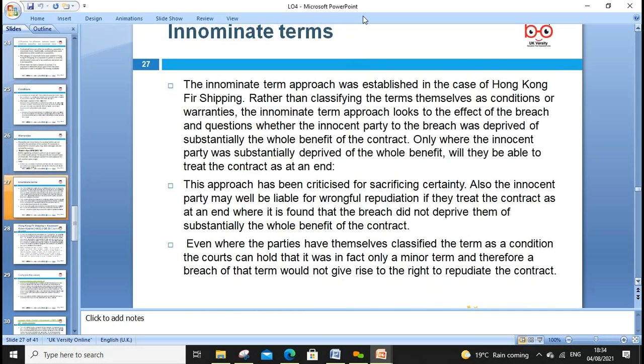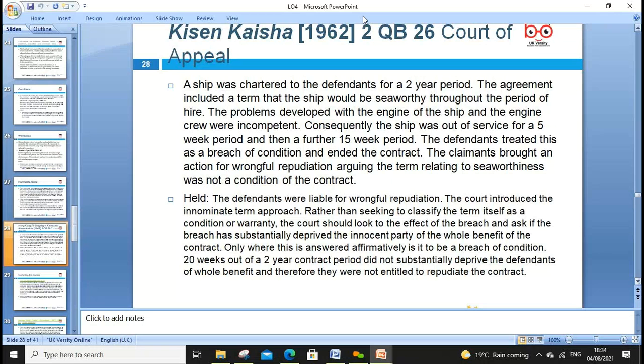Innominate term is the approach established back in Hong Kong, rather than classifying the terms themselves, as condition or warranty attached to the contract. The question is whether the breach has deprived the innocent party of substantially the whole benefit of the contract.